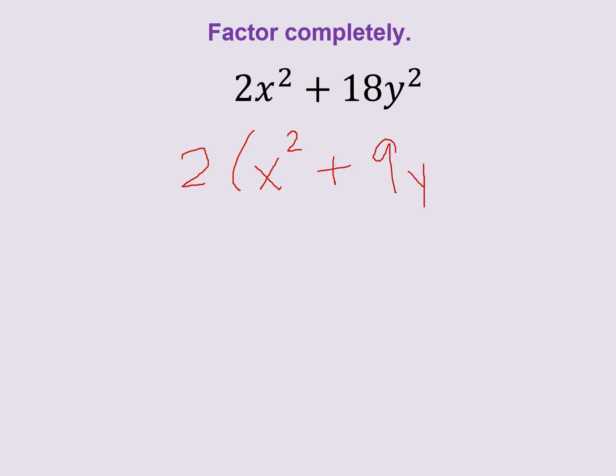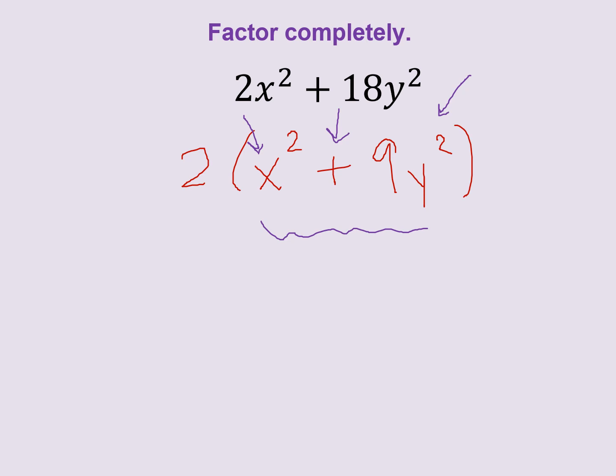All right, then I have to look inside and say, could I do anything inside? How many terms? 2 terms. Have to think about difference of perfect squares. Is this first term a perfect square? Yup. Is this second term a perfect square? Yup. Is it subtraction? Nope. So that cannot be difference of perfect squares because it is subtraction. So this leftover polynomial in here cannot be factored anymore.